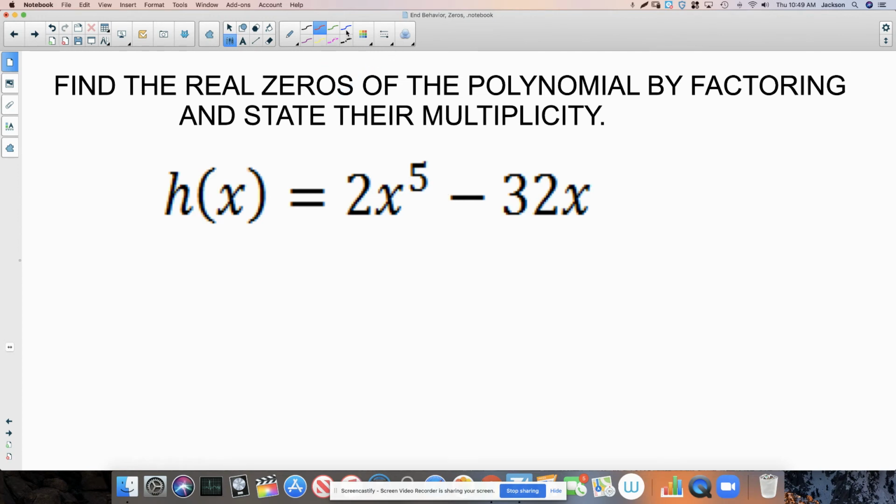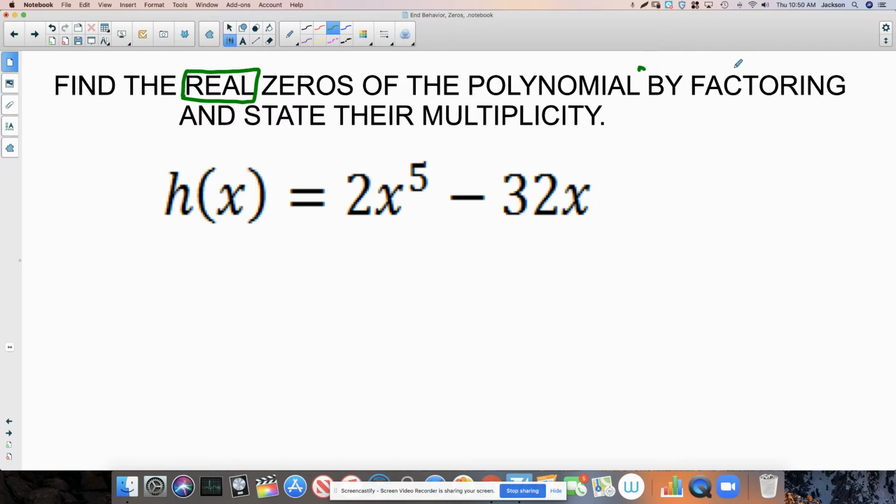Let's do another example of finding the zeros of a polynomial, okay? And I'm going to emphasize here at the very beginning that we are supposed to find the real zeros. Why am I making that distinction? You'll find out in the middle of this problem, okay? So find the real zeros of the polynomial by factoring, okay?